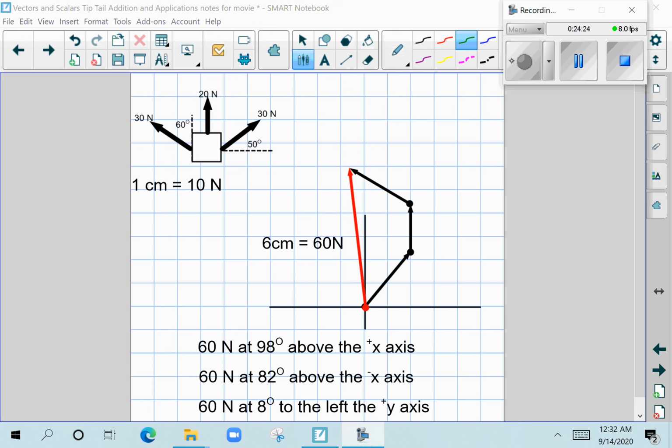So here are some examples of the acceptable answers that we can come up with. We got 60 newtons at 98 degrees above the positive x-axis.